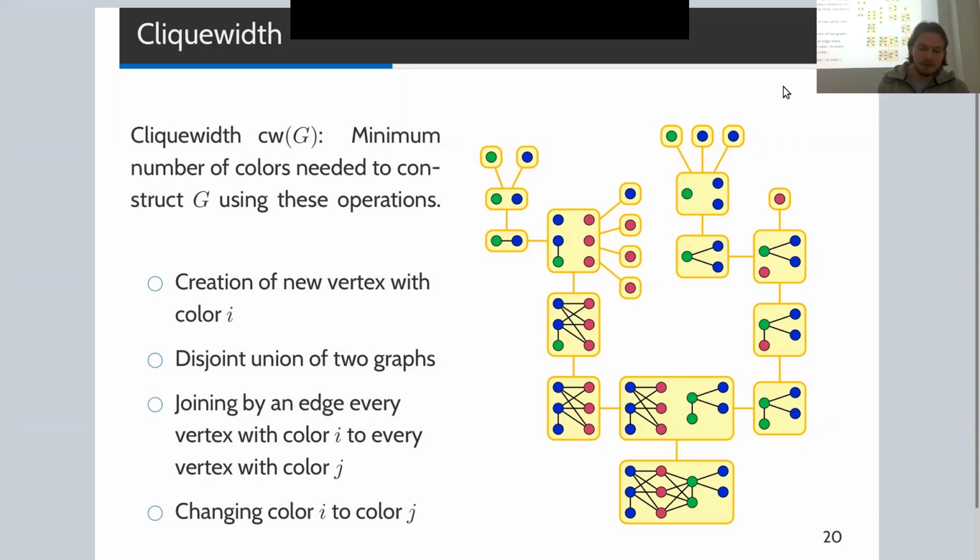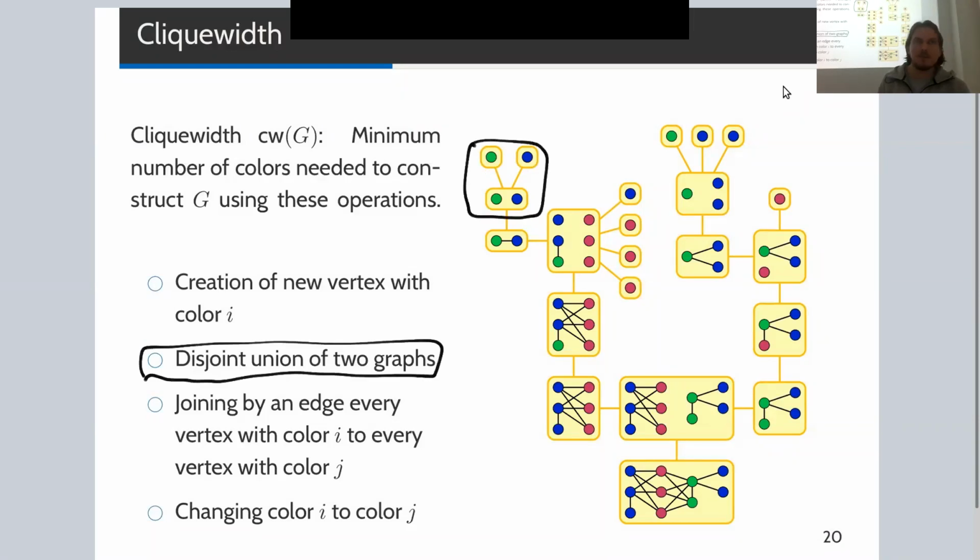What you can do first is create a new vertex of color i. This is what is done to create the leaves of the graph. Here you create a green vertex, you create a blue vertex. This way you can create single vertices. The next operation is the disjoint union of two graphs. This is what happened here. You just build the union of the green and the blue vertex, and you get a new graph.